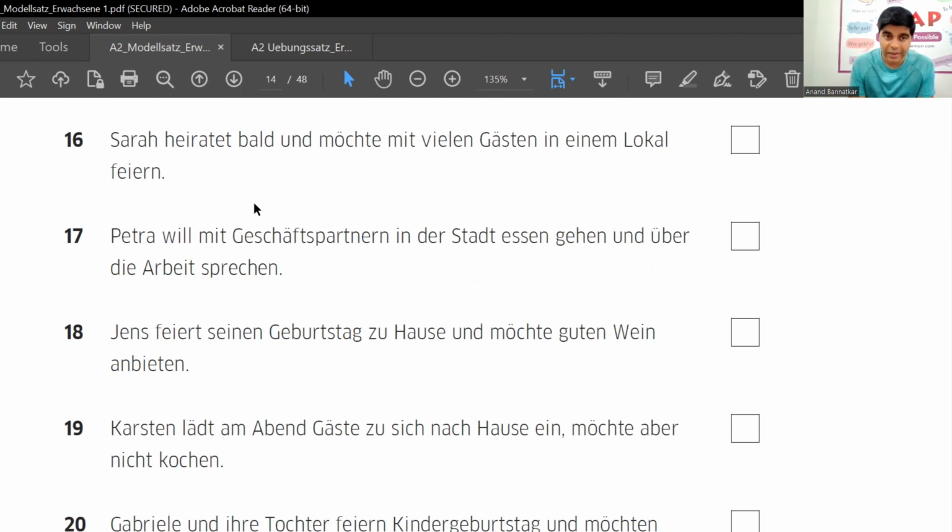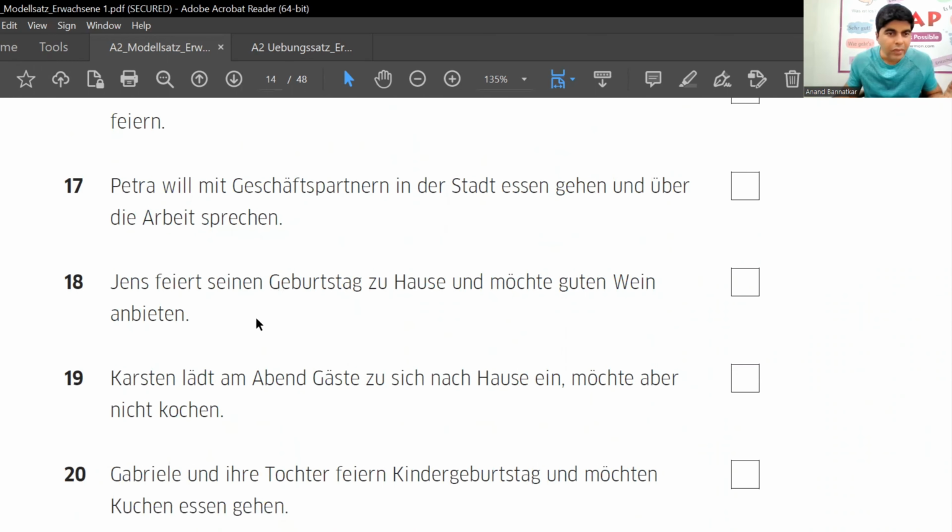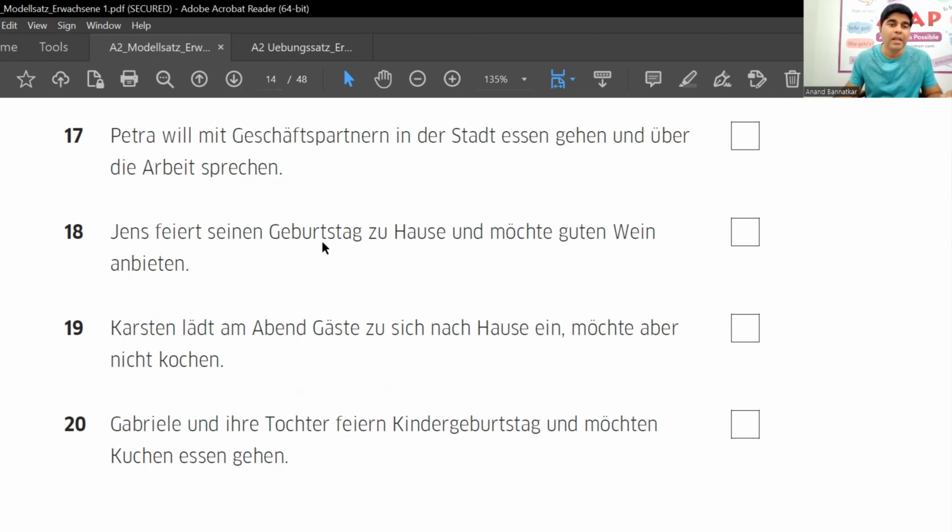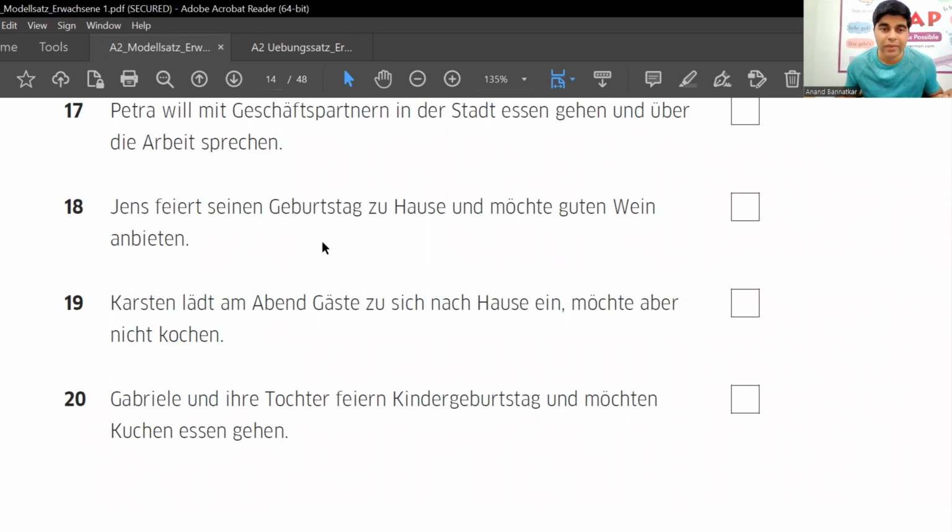Number 17: "Petra will mit Geschäftspartnern in der Stadt essen gehen und über die Arbeit sprechen." She wants to go with her business partners to eat in one restaurant in the city and talk about work. So you need to find a restaurant in the city where one can sit with business partners, discuss and eat as well.